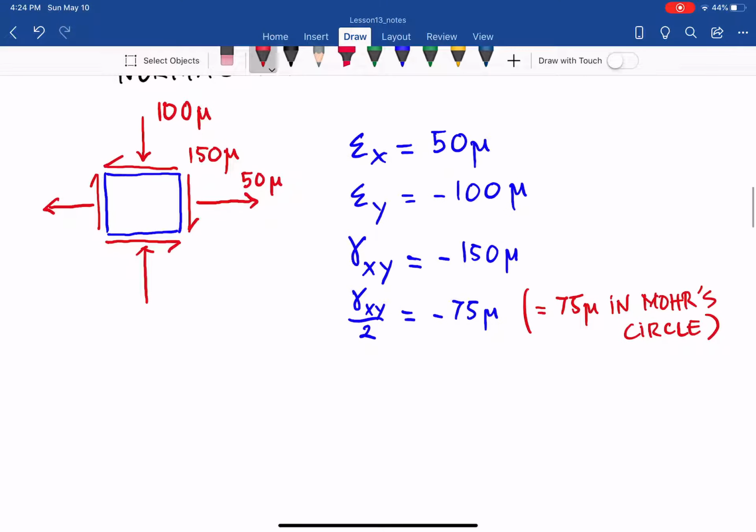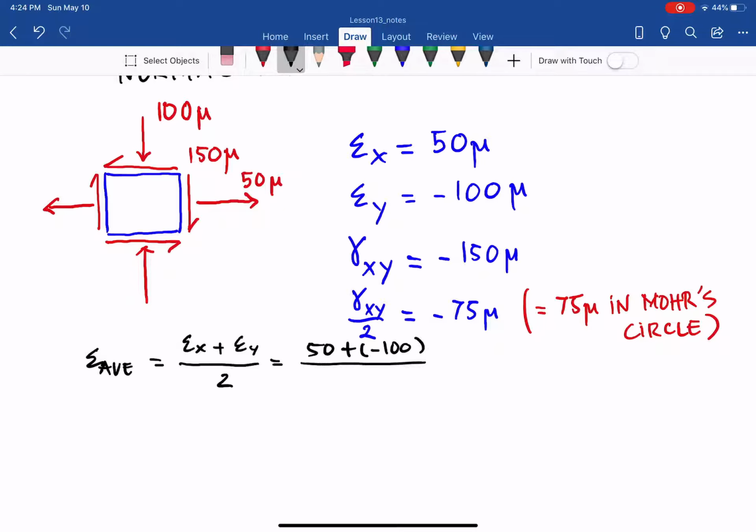So from that, we can go ahead and find epsilon average and gamma max over 2. Epsilon average equals epsilon x plus epsilon y over 2, 50 plus negative 100. We will get negative 25 micro.